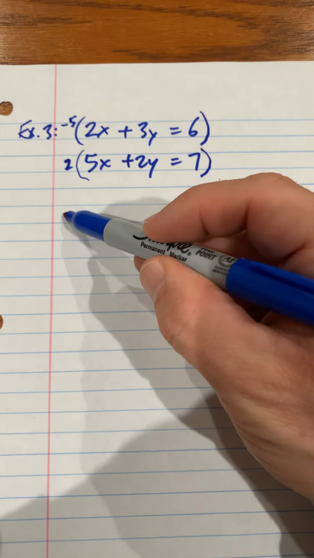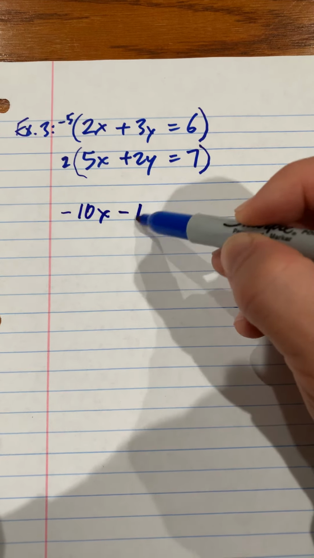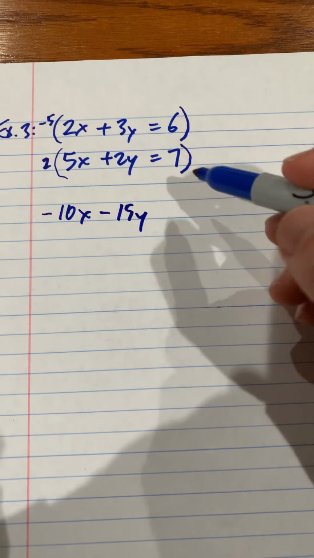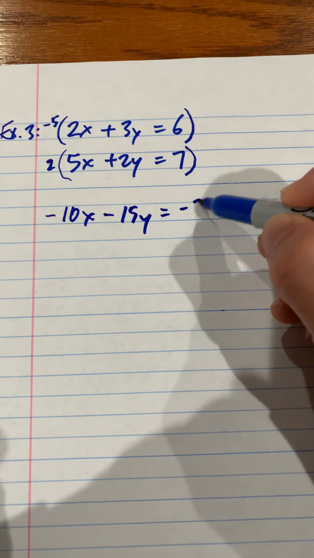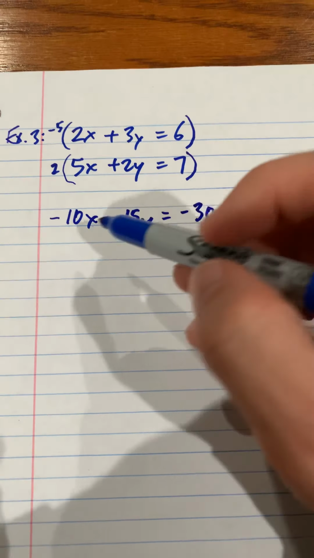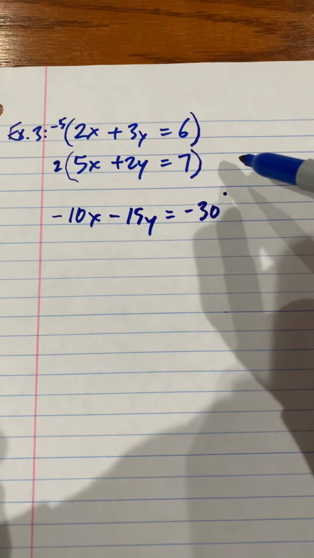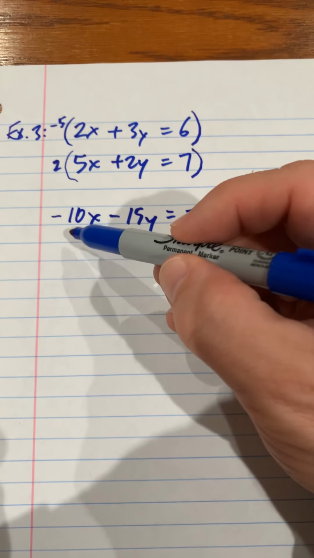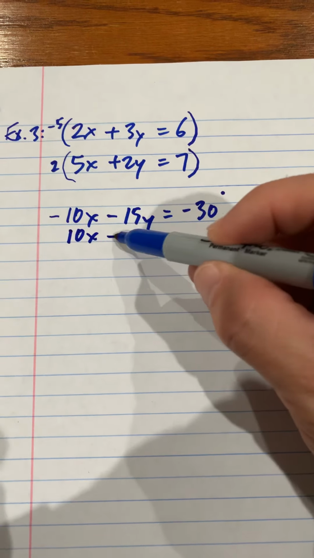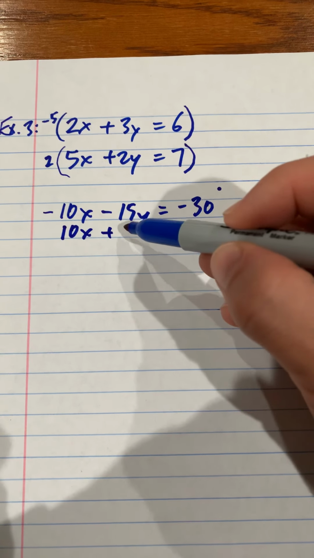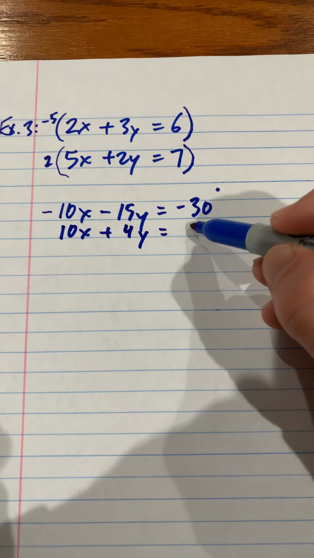So that's going to give me negative 10x minus 15y equals negative 30. I'm going to rewrite the second equation, multiplying everything by positive 2. And that's going to give me 10x plus 4y equals 14.